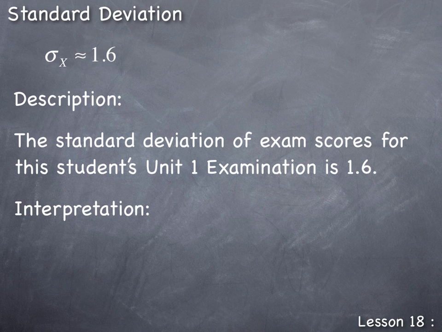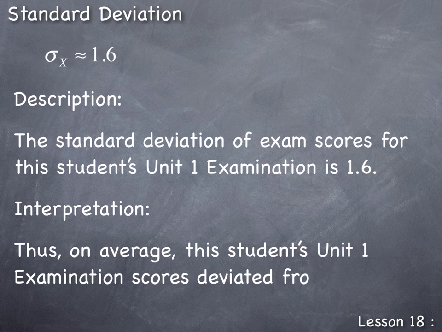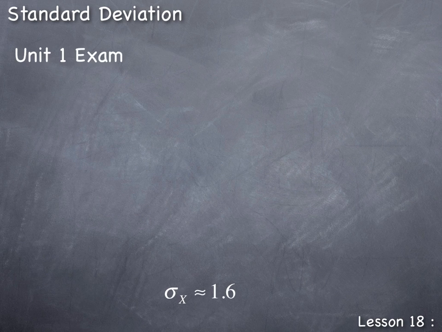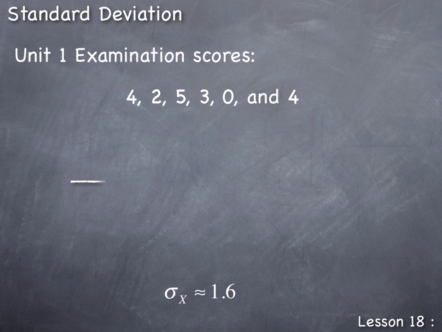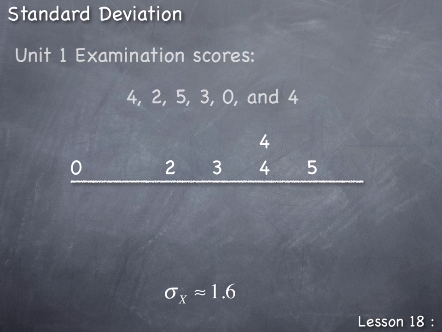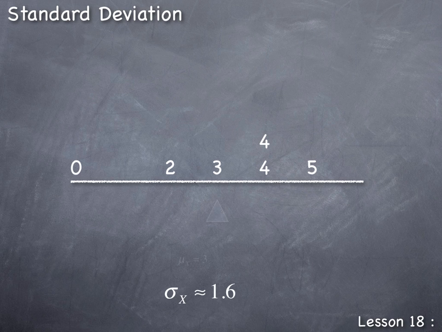Now, since a standard deviation is the standard, the average or typical amount of deviation, how far the data value is from the mean, we can interpret this result of 1.6 this way. Thus, on average, this student's Unit 1 examination scores deviated from the mean by about 1.6. To illustrate this idea, we can take this student's Unit 1 examination scores and look at them on a number line. Now, the point of reference used by the standard deviation is the mean. So in the previous problem, we've already determined that the mean for this student's Unit 1 exam scores was 3.